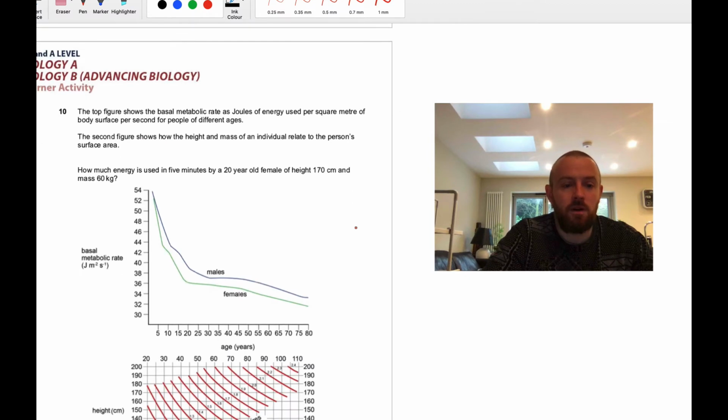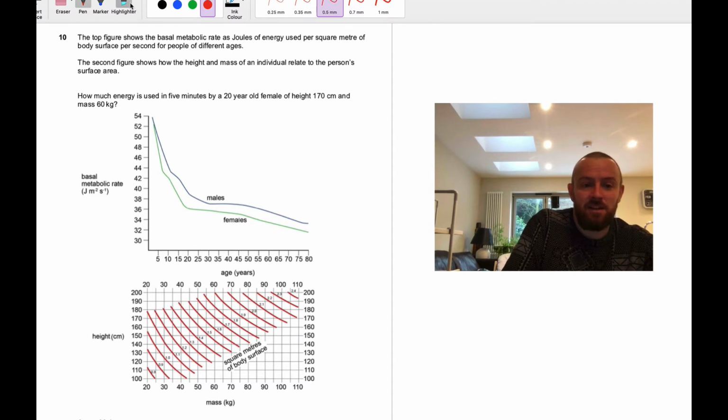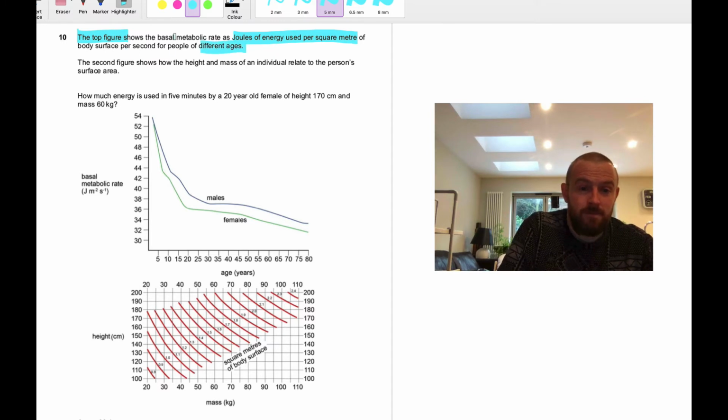Okay, moving on to this question. This is a really lovely question. It's going to take a little bit of working. So here's how you do it. First of all, it says the top figure shows the basal metabolic rate as joules of energy used per square meter of body surface area for people of different ages. The second figure shows how height and mass affect a person's surface area.